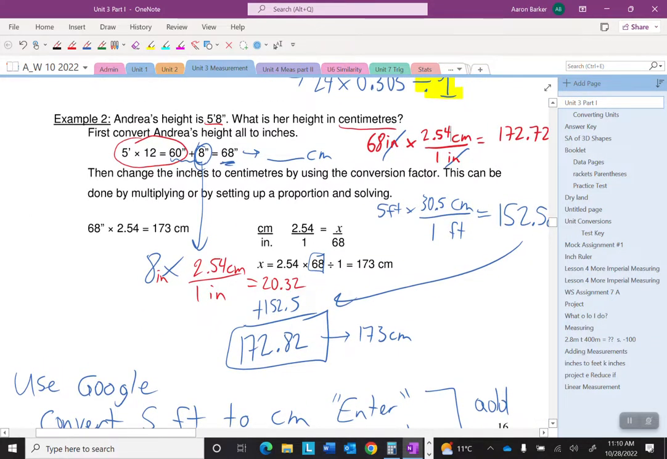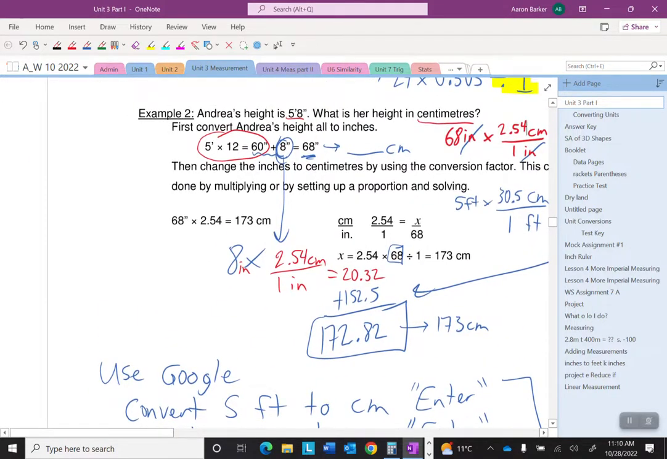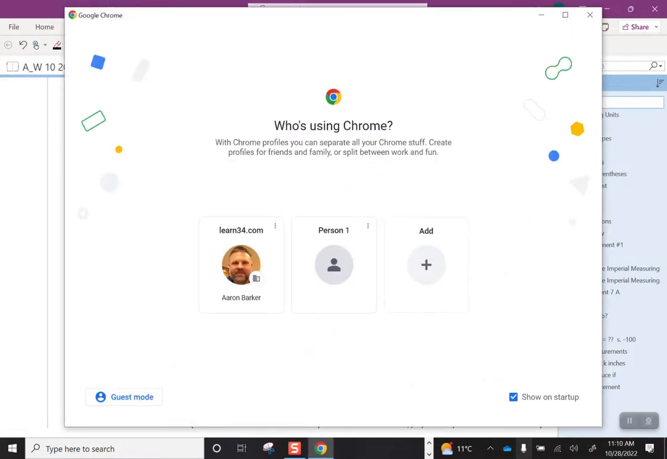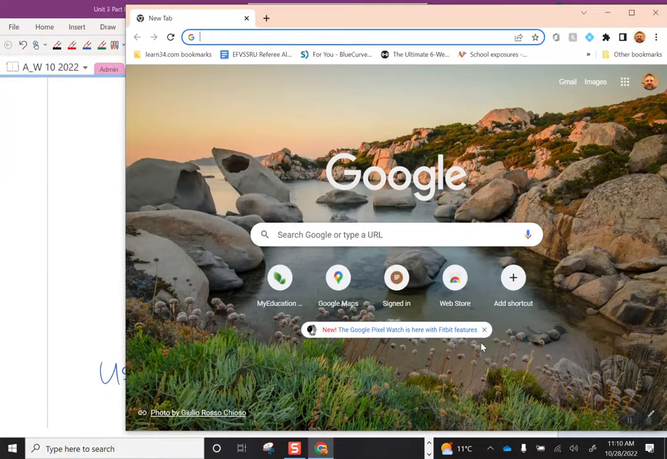So, what are you going to do today? You're going to use Google. Make sure you write this down. When you're doing this on your computer, you're going to use Google. Write this down. I'll show you how. I'm going to go back and forth. Actually, I will make this smaller if I can. There we go.